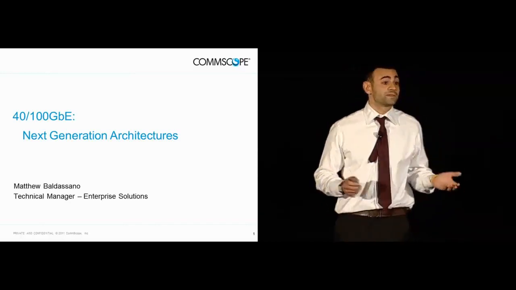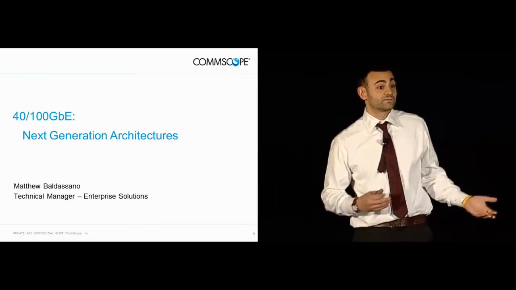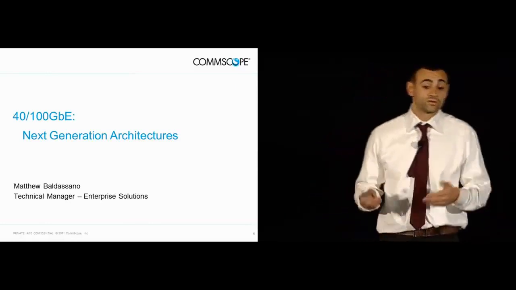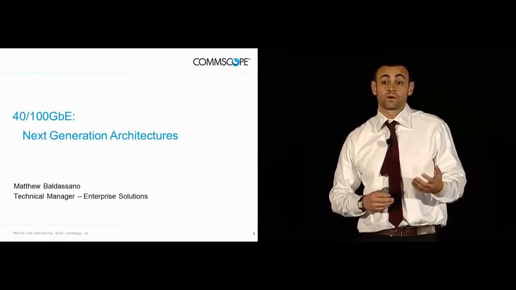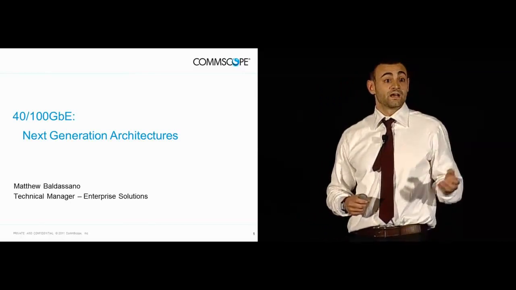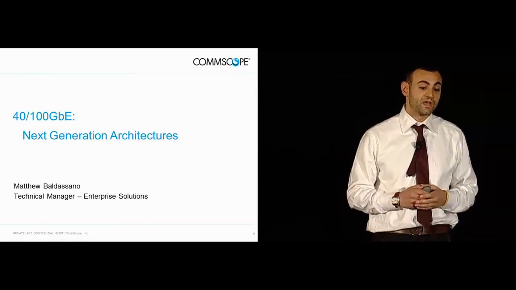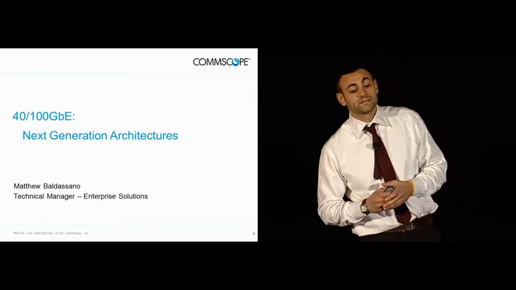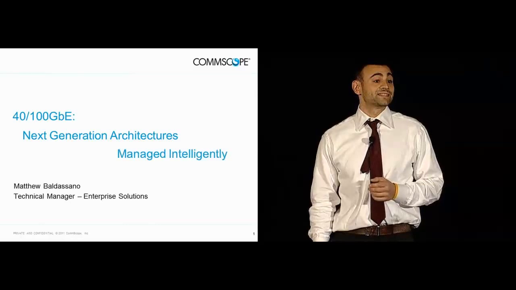You guys were probably here for one or two reasons. One, that you know CommScope and you're looking to see what the next stuff is on the horizon. Or two, you picked out the title from some of the trends and some of the networking protocols and speeds that we're starting to see in the data center today. So the title of the presentation is 40/100 Gigabit Ethernet: Next Generation Architectures Managed Intelligently.